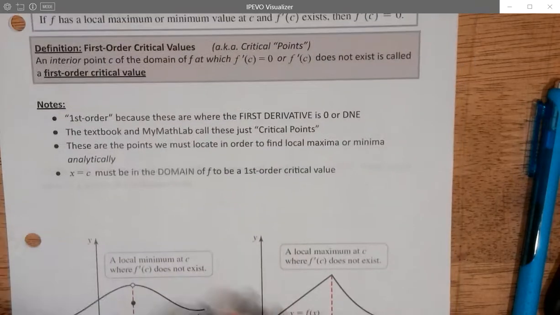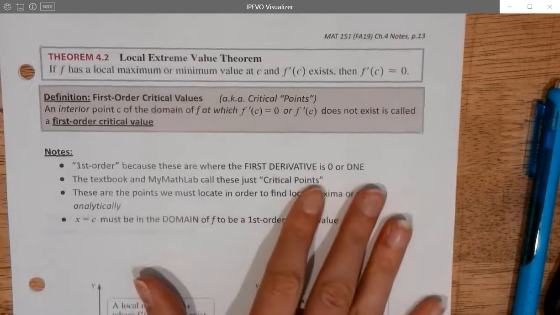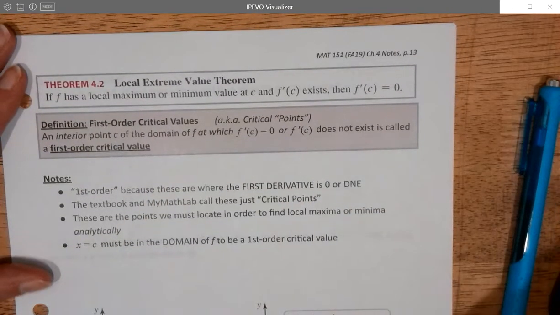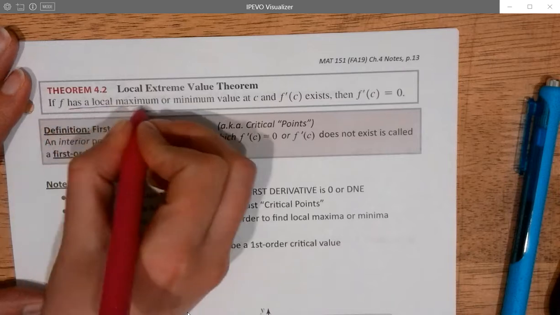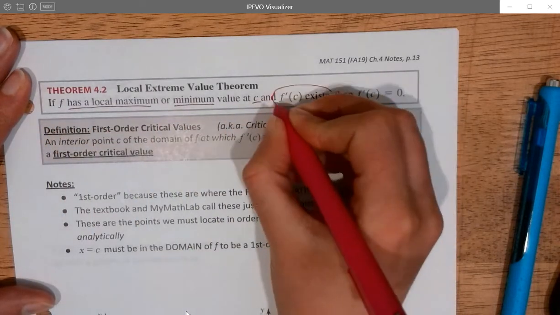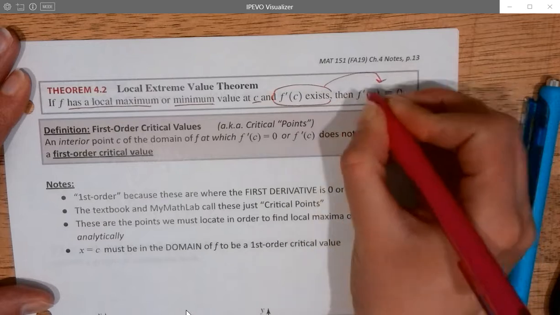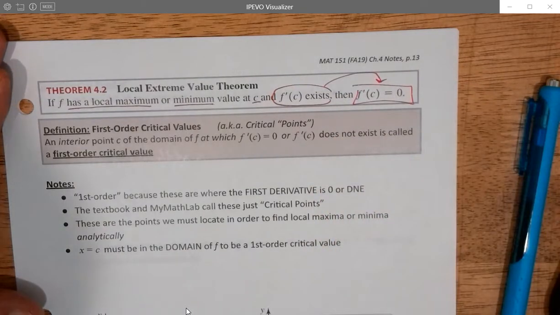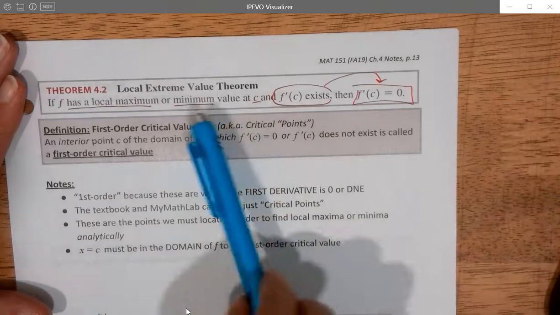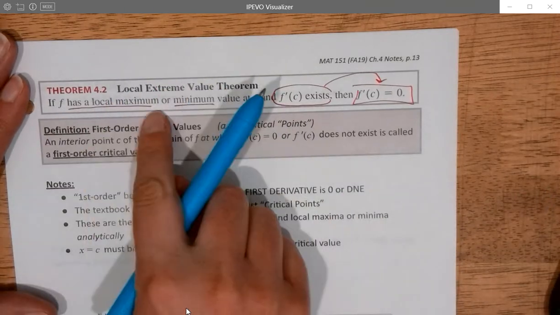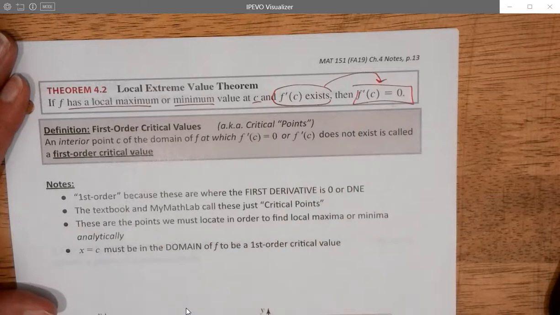That leads us to the local extreme value theorem. The extreme value theorem says that if f has a local maximum or local minimum value at c, then the derivative, if the derivative exists, then the derivative is equal to 0. The derivative may not exist, in which case it may be undefined, but the extreme values theorem says that if it has a derivative that does exist, that derivative is 0.